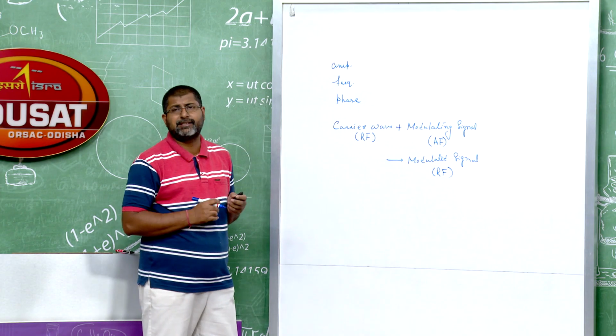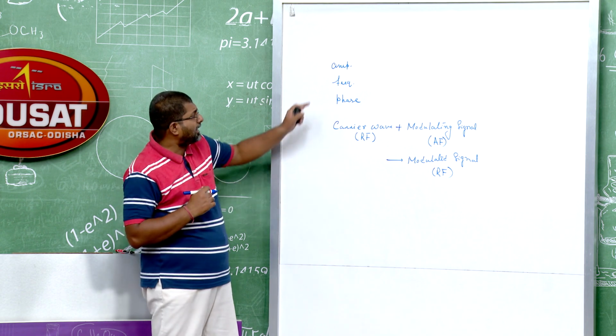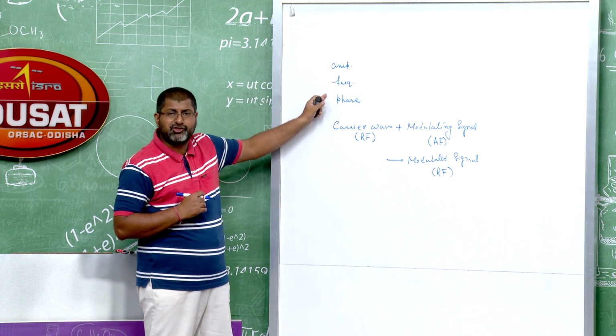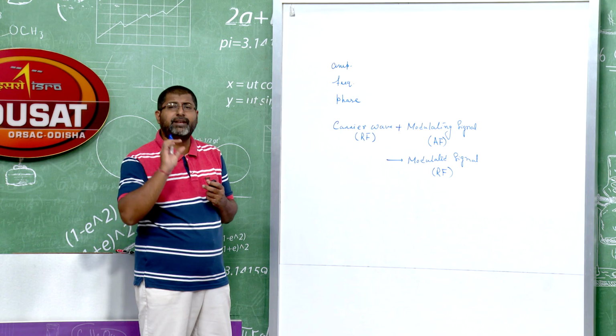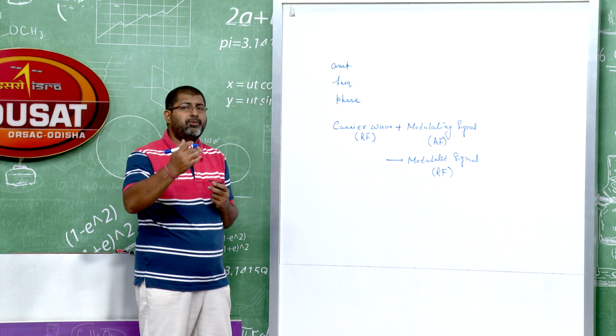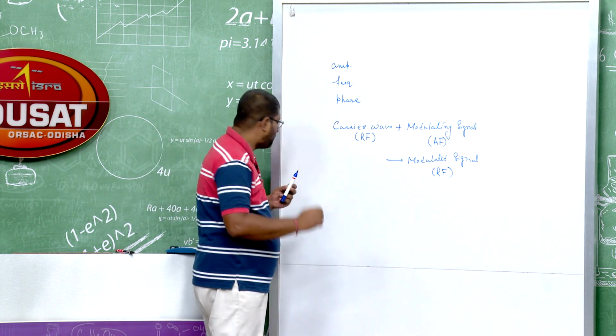So, this process is called modulation. Now, since there are 3 parameters that can change, accordingly modulations are basically of 3 types. 1. Amplitude modulation, 2. Frequency modulation, and the third one is phase modulation. Now, first comes amplitude modulation.